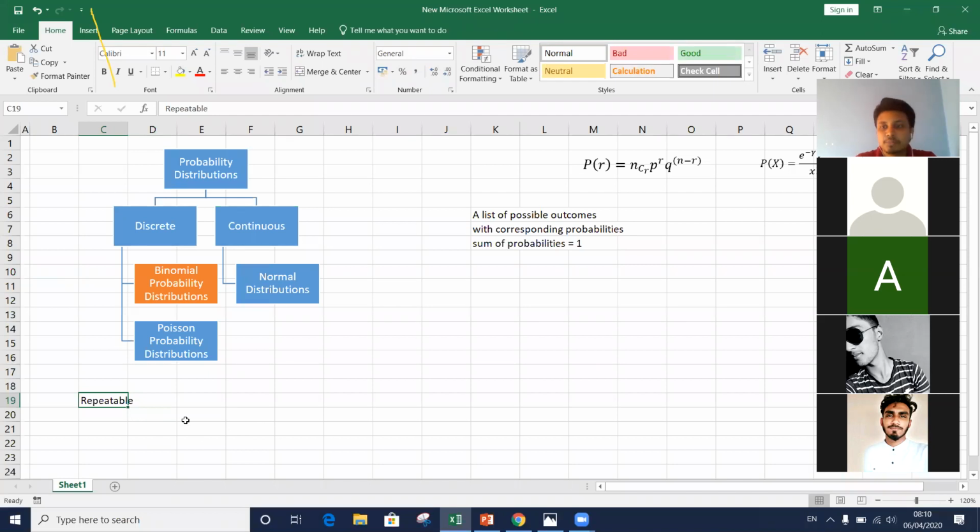If our experiment is repeatable, repeatable means we are able to perform that experiment two or more than two times. දෙවතාවක් හෝ ඊට වඩා වැඩි වාර සංඛ්‍යාවක් අපිට මොකක් හරි එක්ස්පෙරිමන්ට් එකක් කරන්න පුළුවන් නම්, right.